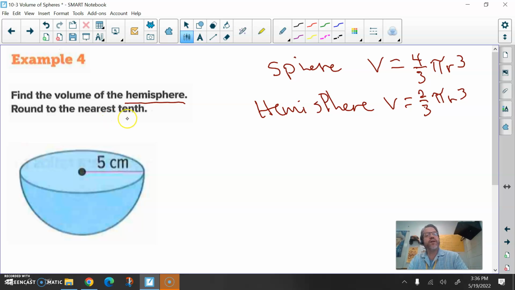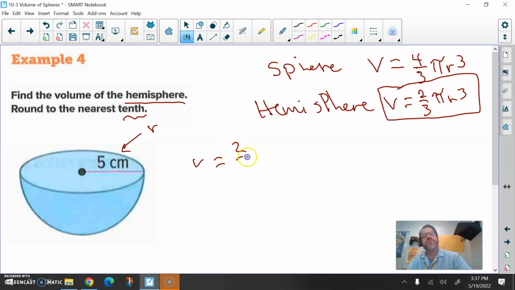Okay, and then it says round your answer to the nearest tenth. So this right here is the formula I want to use. Volume equals 2/3 times pi r cubed. Now we are given the radius here. The radius is 5. For pi, we will use 3.14. So let's fill in our numbers. Volume equals 2/3 times pi, 3.14, times the radius, 5, cubed.